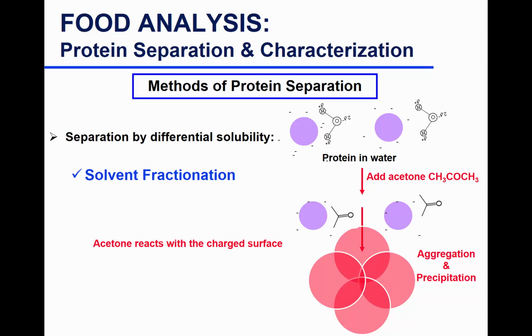Solvent fractionation. Proteins are usually insoluble in alcohol. The protein normally interacts with water, but once you have acetone, the acetone replaces water on the surface, so the protein is no longer interacting with water, and it will precipitate.